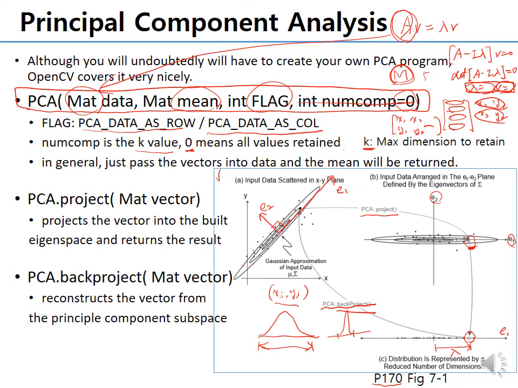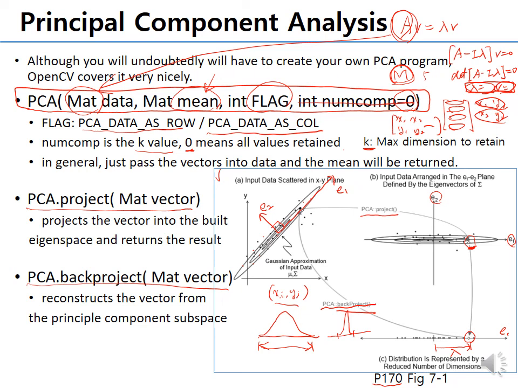In general, just pass the vector into data and the mean will be returned. This is the return value. If we have a vector, then we can project and back project from the vector. So that is PCA. Please visit our textbook to learn more about PCA analysis.